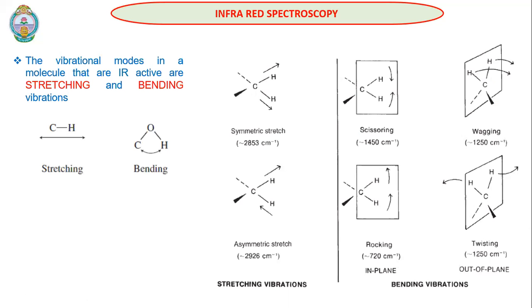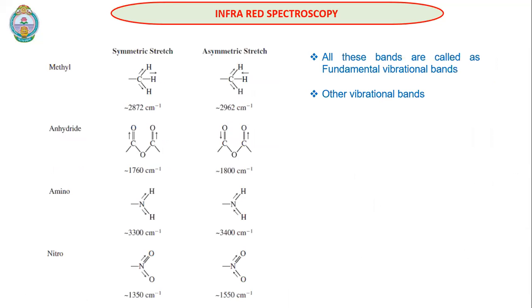Basically, these are called fundamental vibrations. Whatever we have studied, stretching and bending vibrations, they are called fundamental vibrations. So whenever we observe some frequencies according to bending or stretching vibrations, we say these are fundamental vibrations. Of course, there are other vibrational bands like Fermi resonances, combination bands, overtones, and difference bands. Of course, we have studied them.